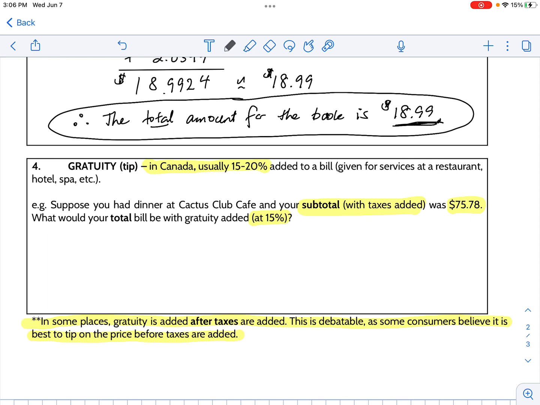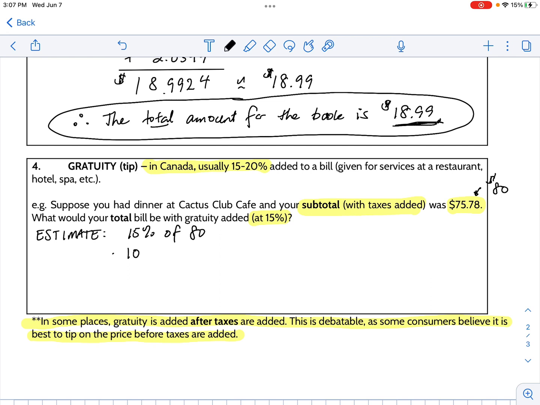So same process as before, you're gonna take an estimate, okay? You're gonna estimate first. So this $75.78, I'm gonna take it up to $80, okay? So I'm gonna do 15% of 80, because 80 is a nicer number to work with. Okay, so let's break this down, 10 and 5.